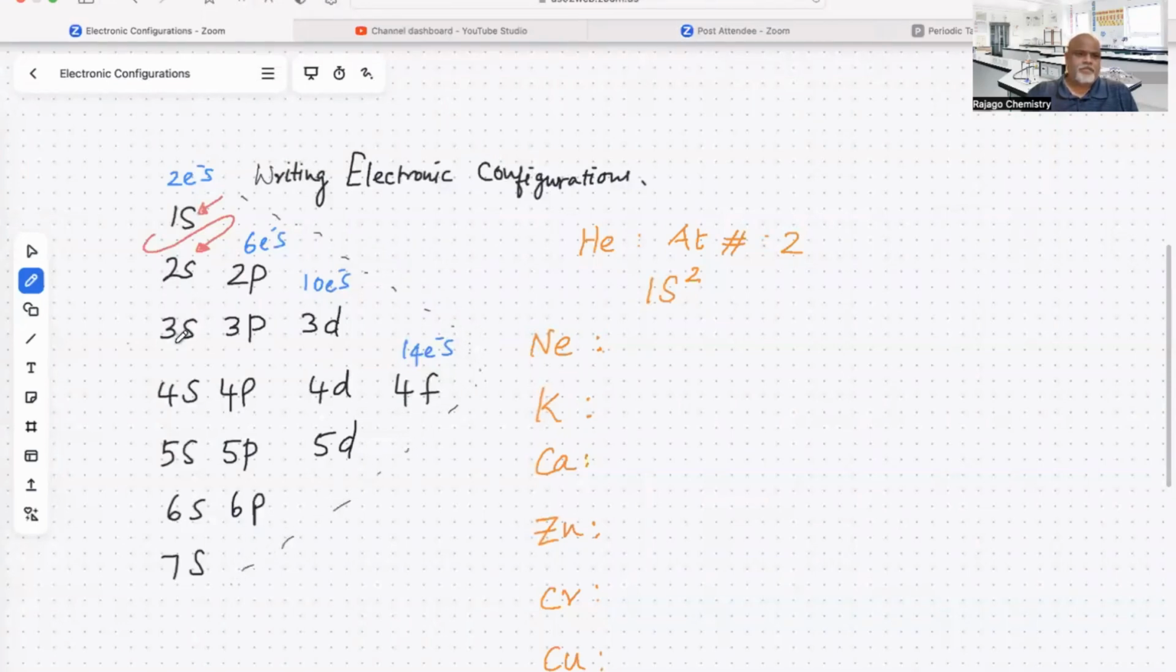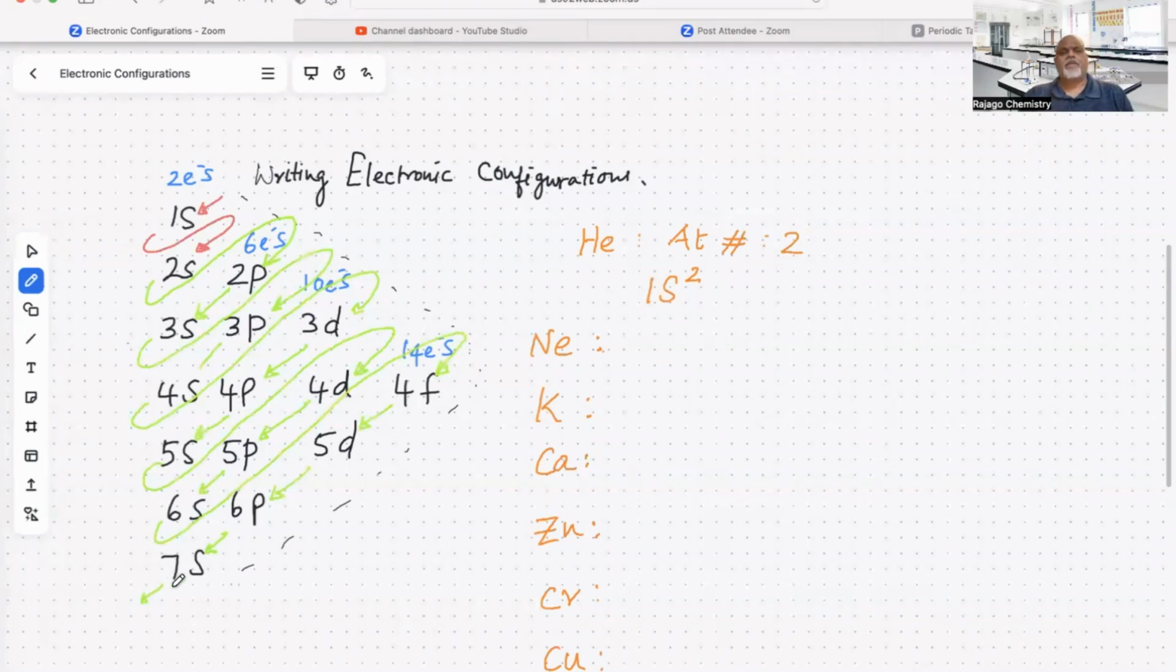Okay, so it's easy. The electron first goes to 1s, followed by 2s, and then it goes to 2p, and then it goes to 3s, and then to 3p, and then to 4s, and then to 3d, and then to 4p, and then to 5s, and then to 4d, and then to 5p, and then to 6s, and then to 4f, 5d, to 6p, to 7s, like this.